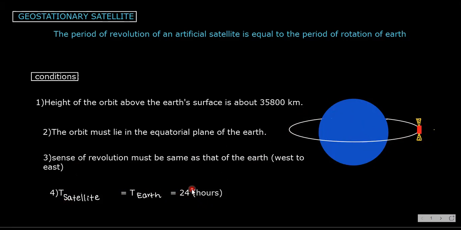So 4 points we have learned till this moment. First, the height of the orbit should be around 36,000 kilometer. Next, the orbit must be in the equatorial plane of the Earth. Next, the sense of revolution must be from west to east, and the time period should be the same. Okay, so pause the video and note down this.